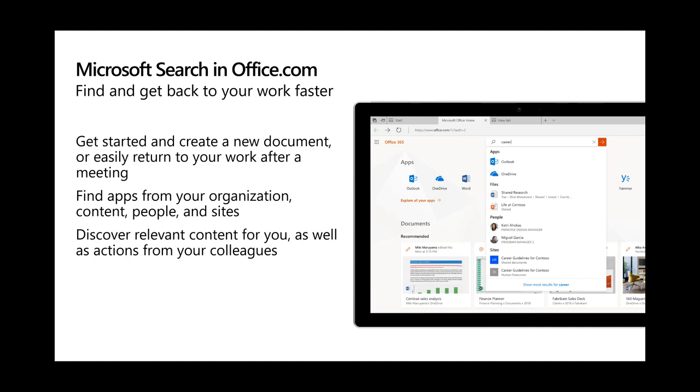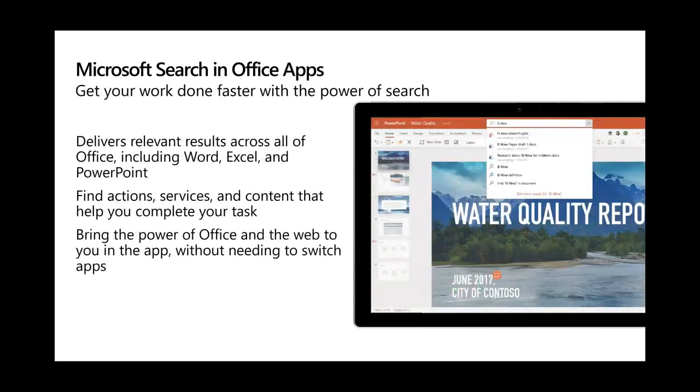You can also find applications from across your organization. So it's not just about finding content and people and sites and conversations. We can also help you discover applications across your organization. And then you can look for relevant content for you as well as actions from your colleagues. And all of this also finds its way into the Office applications themselves.